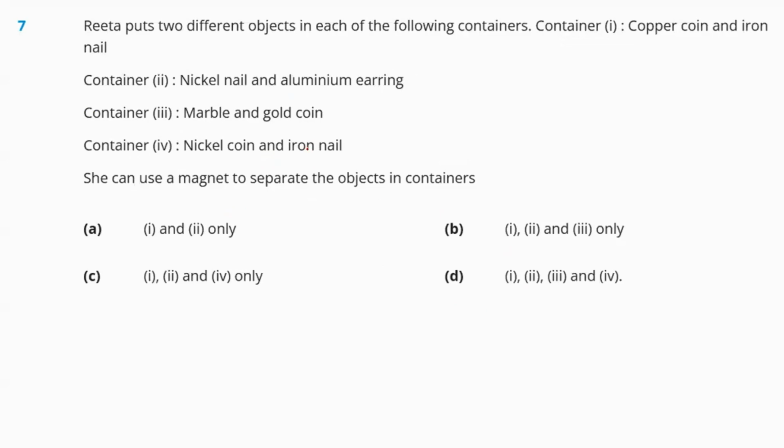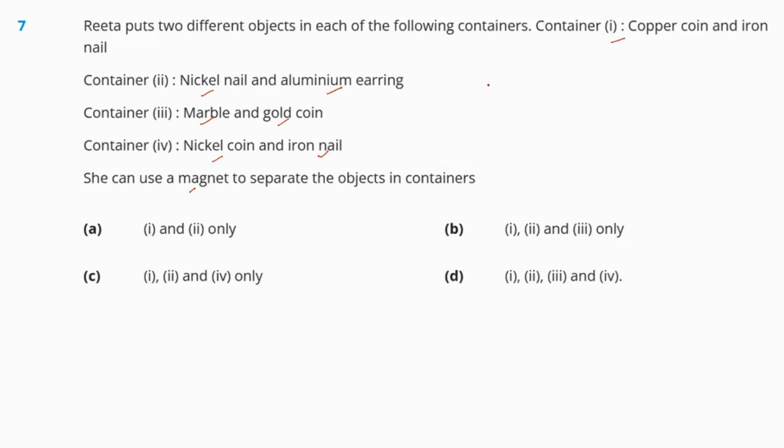Question number 7. Irina puts two different objects in each of the following containers. In one, it was a copper coin and an iron nail. Second, a nickel nail and an aluminium earring. Third, marble and a gold coin. In the fourth, a nickel coil and an iron nail. Which would she use a magnet to separate? So which items are being separated by the magnet? It can be nickel, cobalt and iron.